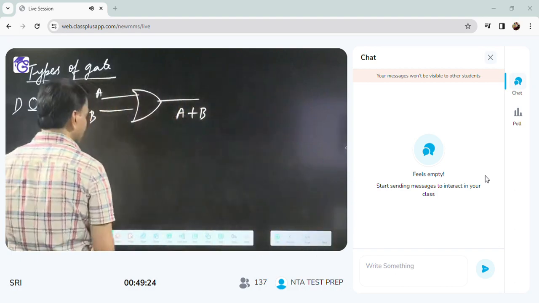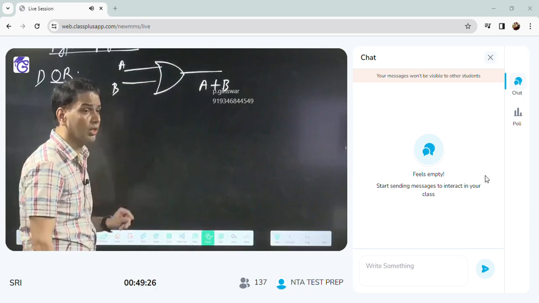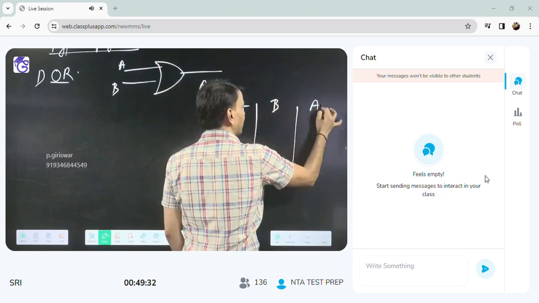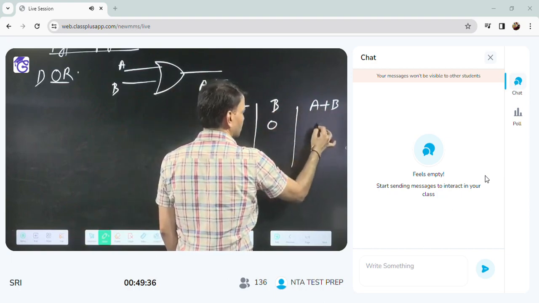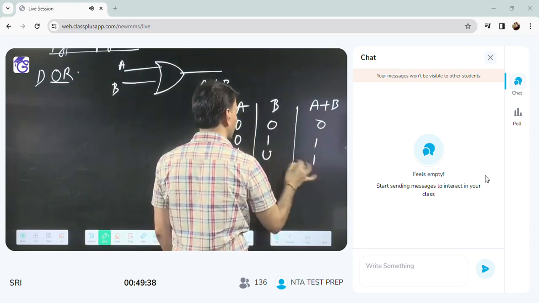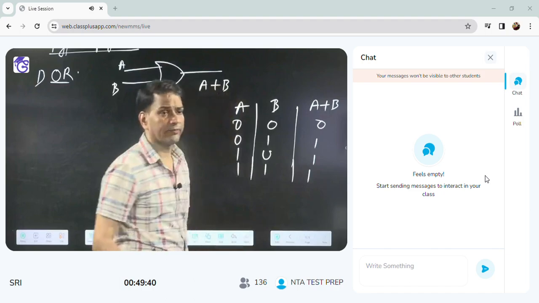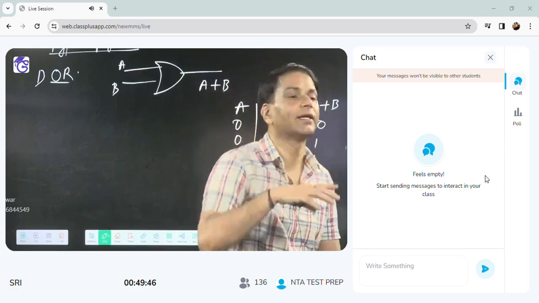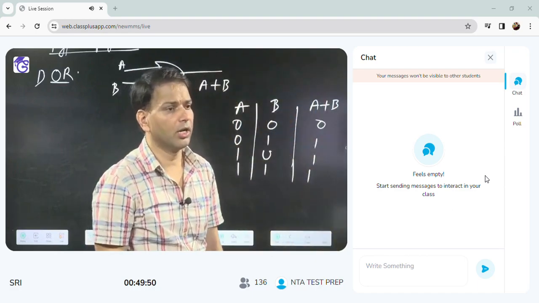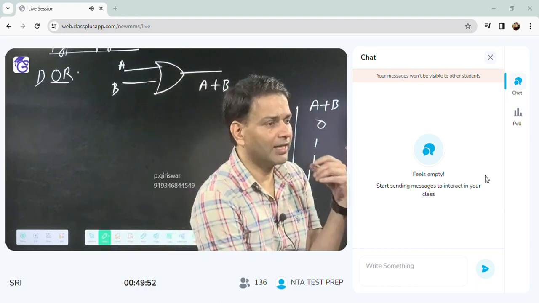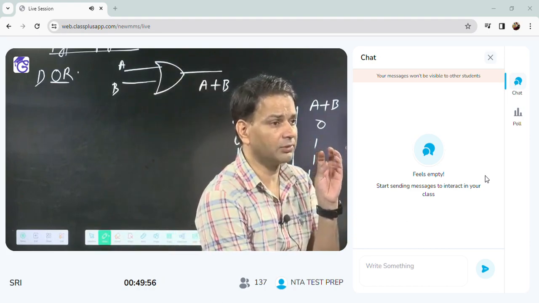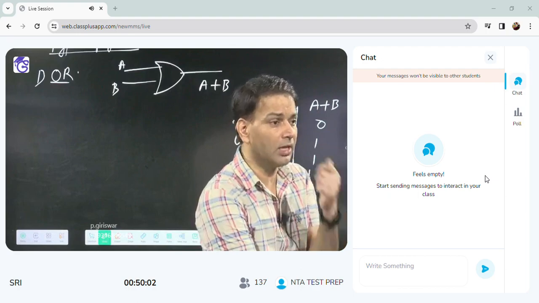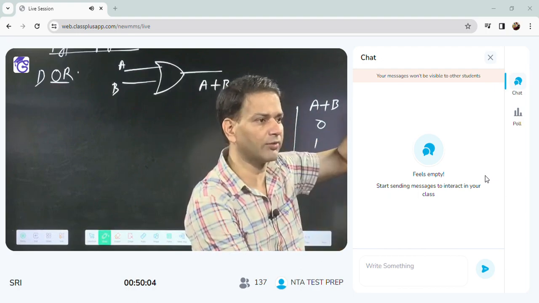Okay, circuit diagram, how to decide? So if I'm making the truth table for A, B, A plus B: 0, 0, 0; 0, 1, 1; 1, 0, 1; 1, 1, 1. Okay. Sometimes they will give the circuit diagram and ask which gate it represents. They will give the two inputs, meaning two switches. A and B are the two switches. Input means switches. Output means the bulb is glowing or not glowing. According to that output we will decide.